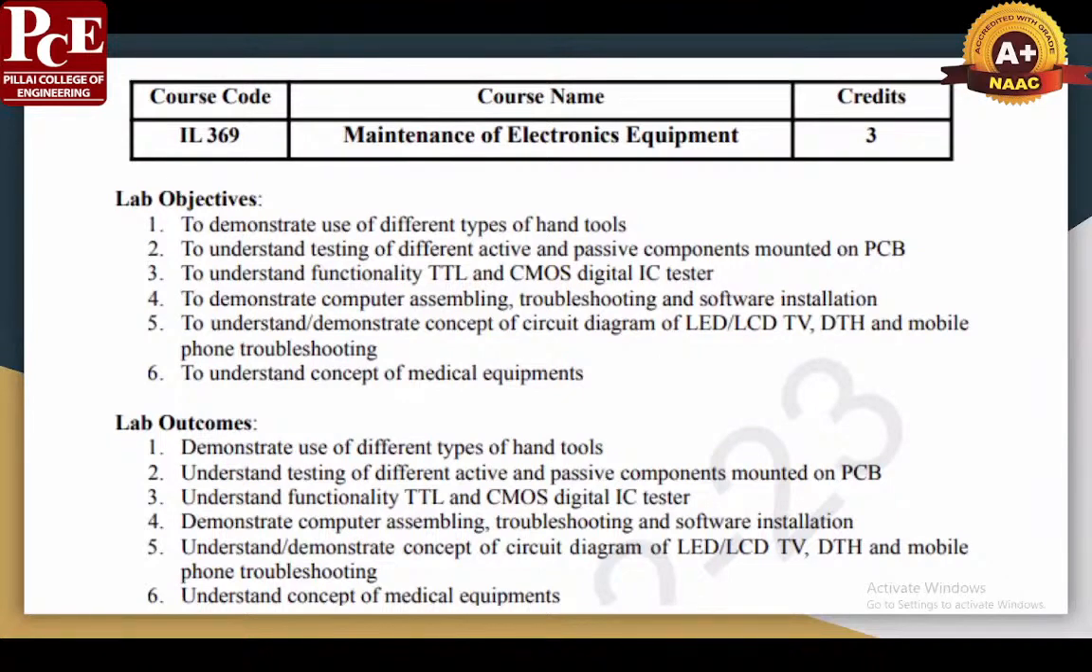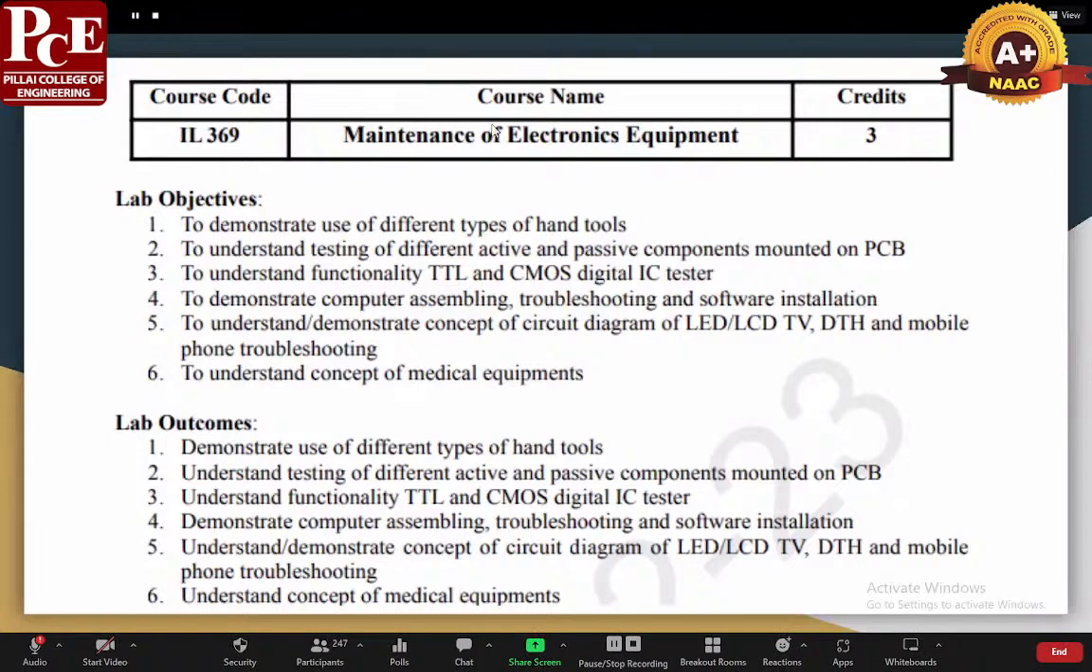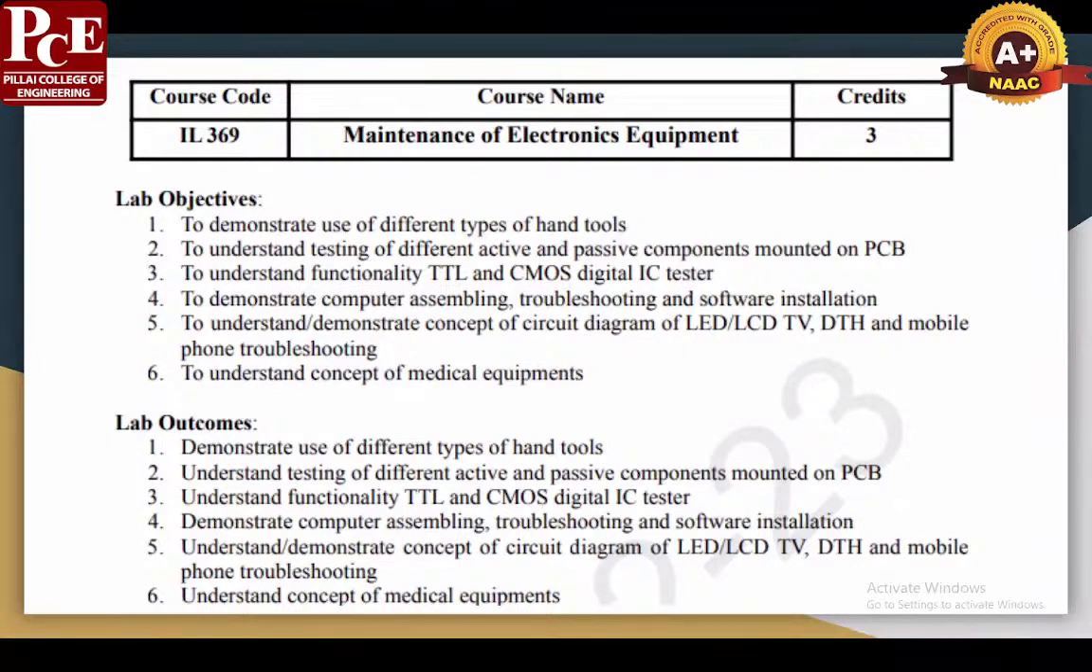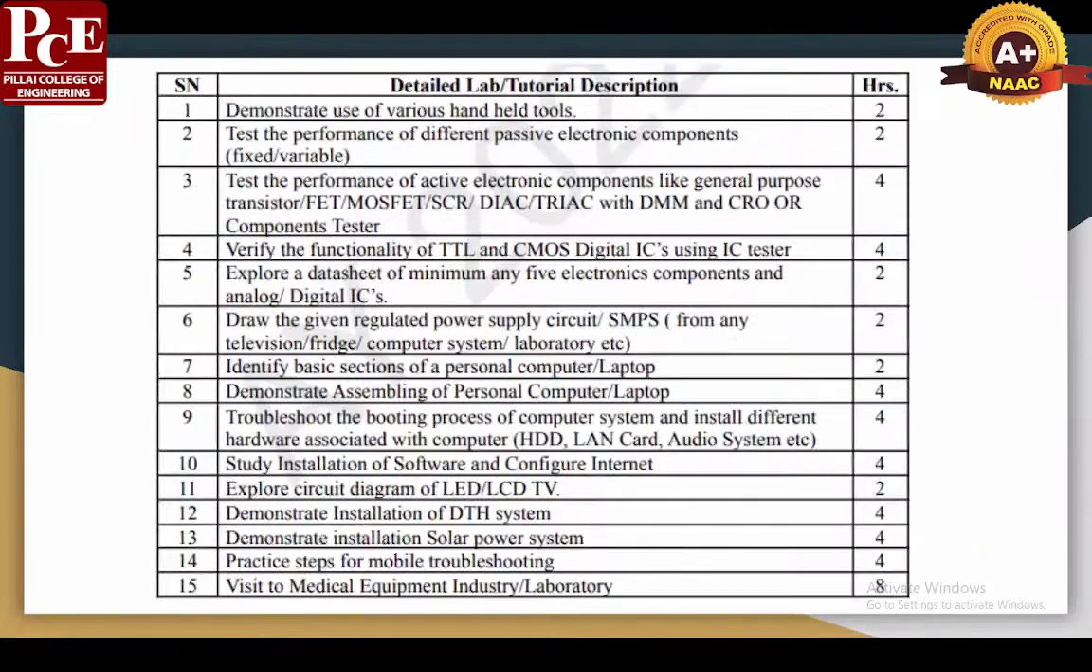Understand concept of medical equipments. This point is added because many things we do not know, like how medical equipments work, what the display shows, and what is the significance and meaning of all those displays in the medical field. So this also we are going to understand in this course.